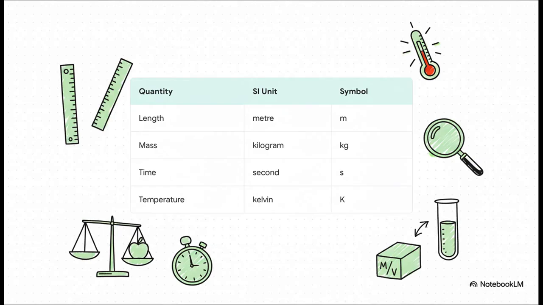And these are the big ones, the core SI units you'll see all the time. For length, we use the meter. For mass, the kilogram. For time, the second. And for temperature, in science, we usually use Kelvin. These are like the fundamental building blocks for pretty much every other measurement out there.